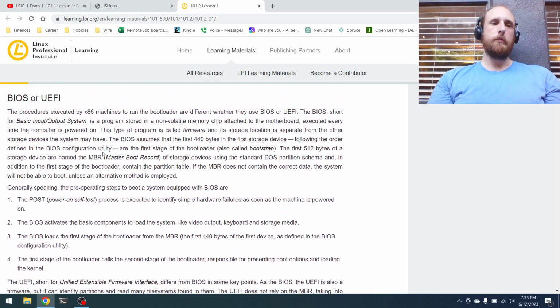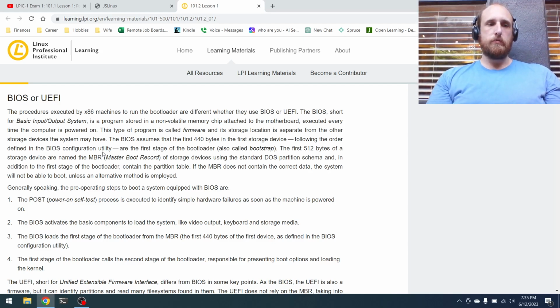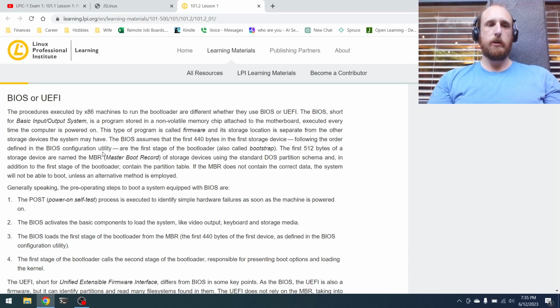BIOS or UEFI. The procedures executed by x86 machines to run the bootloader are different whether they use BIOS or UEFI. The BIOS, short for Basic Input/Output System, is a program stored in a non-volatile memory chip attached to the motherboard, executed every time the computer is powered on.